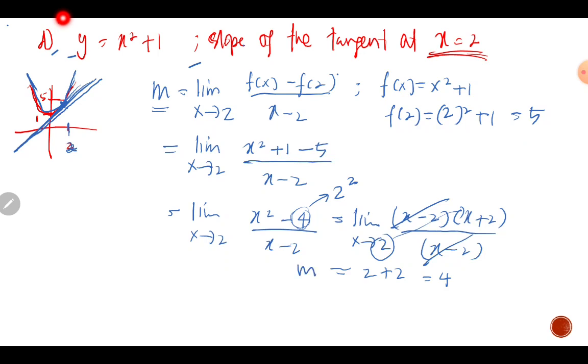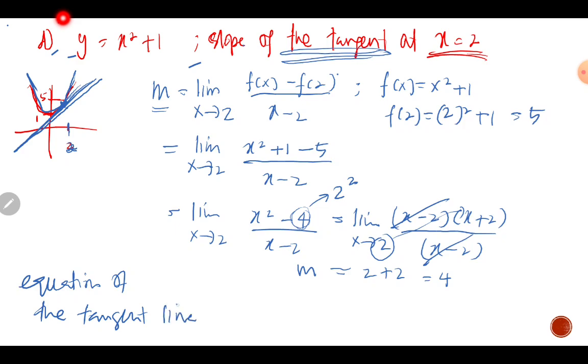We're done. But in this question they ask you one more thing, which is to find the equation of the tangent line. Okay, equation of the tangent line here is equals to what? Equation of the tangent line is just equation of a straight line, right? So y minus y1 equals to m(x minus x1).